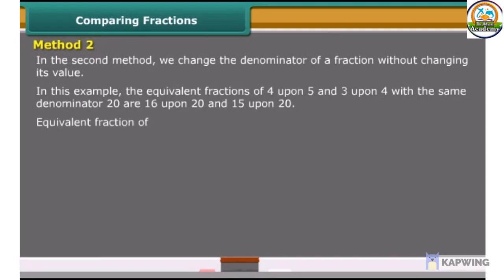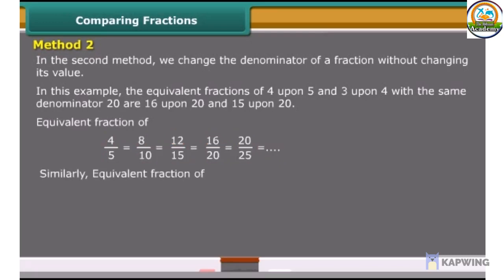Equivalent fractions of 4/5 are 8/10, which equals 12/15, which is equal to 16/20, which equals 20/25, and so on. Similarly, equivalent fractions of 3/4 are 6/8, which equals 9/12, which is equal to 12/16, which is equal to 15/20, and so on.